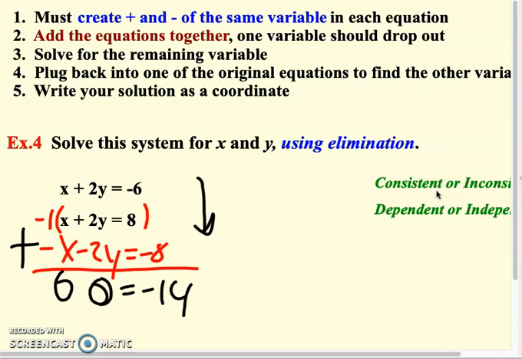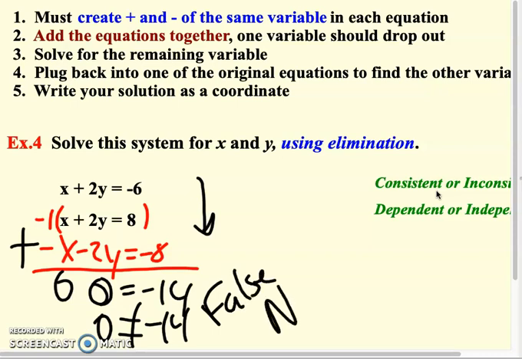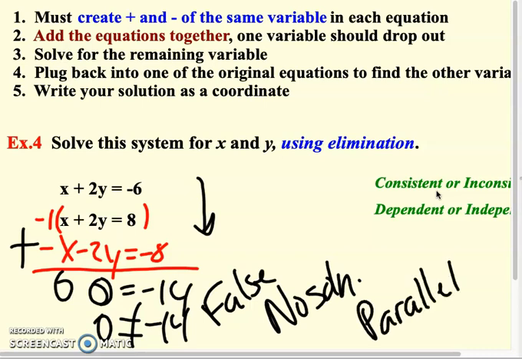Well, here's what happens when both variables drop out and you get a false statement, because 0 does not equal -14. And you also lost both of your variables. Just think of it this way. False means no solution. And no solution means these lines must have been parallel. And parallel lines would be inconsistent. We don't have a choice here. They're just inconsistent, meaning no solution.